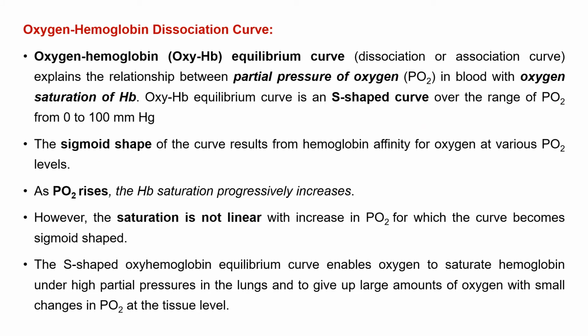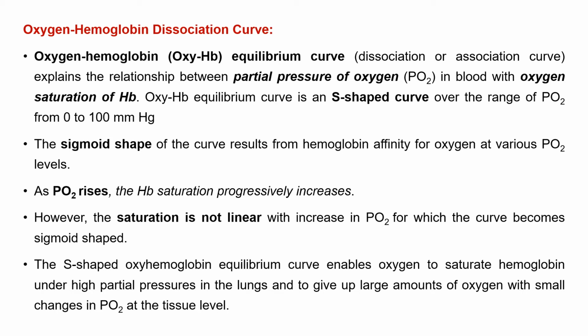Oxygen hemoglobin dissociation curve, also known as oxygen hemoglobin equilibrium curve, explains the relationship between partial pressure of oxygen in blood with oxygen saturation of hemoglobin. Oxyhemoglobin equilibrium curve is an S-shaped curve over the range of PO2 from 0 to 100 mmHg. The sigmoid shape of curve results from hemoglobin affinity for oxygen at various partial pressure levels.